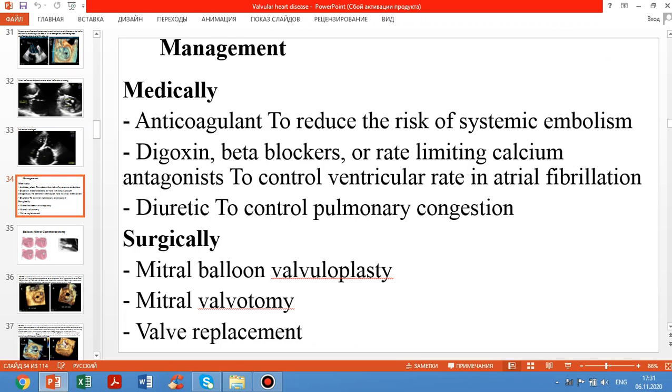Management. Medically, you can use anticoagulant to reduce the risk of systemic embolism, digoxin, beta blockers, or rate-limiting calcium antagonists to control ventricular rate in atrial fibrillation. Diuretic to control pulmonary congestion. Surgically, usually there is mitral balloon valvuloplasty, mitral valvulotomy, and valve replacement.